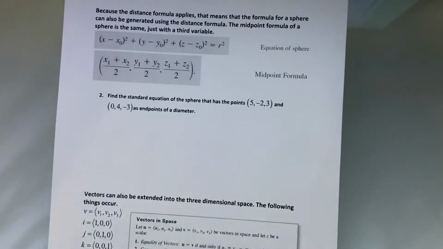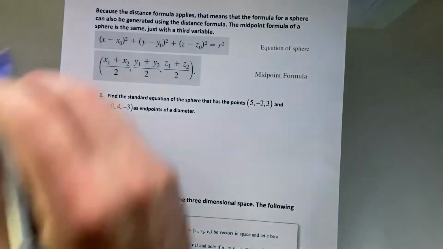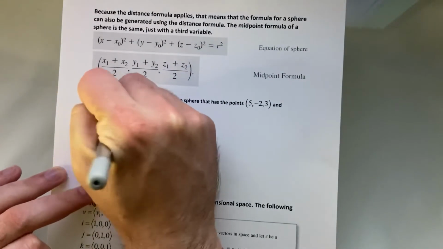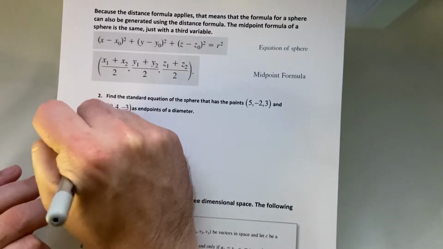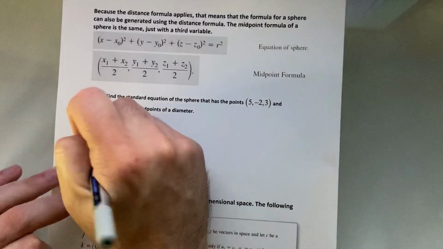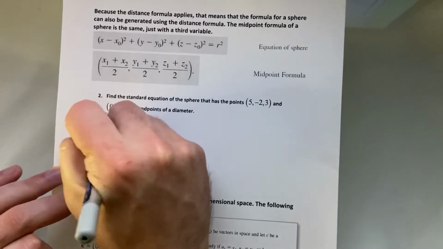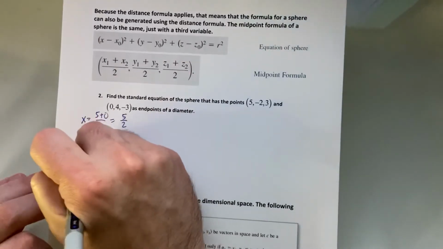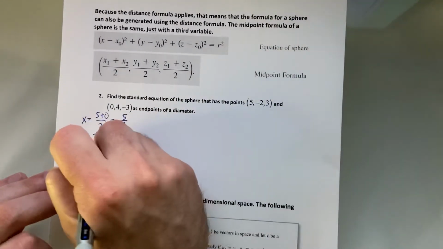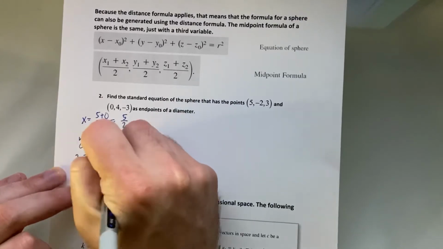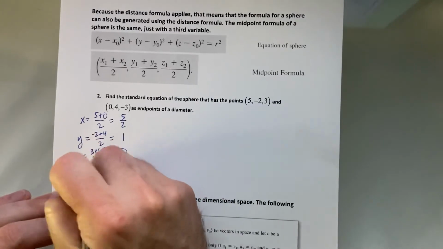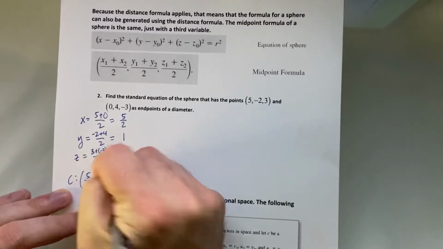So if you want to find the standard equation of a sphere that has these 2 endpoints on a diameter, you need to first find the center of that diameter, which is the center of the sphere. So the center for x is 5 plus 0 over 2, which is 5 halves. The center for y is negative 2 plus 4 over 2, which is 2 over 2, so that's 1. And z, 3 plus negative 3 over 2 is 0. So we know that our center is 5 halves, 1, 0.